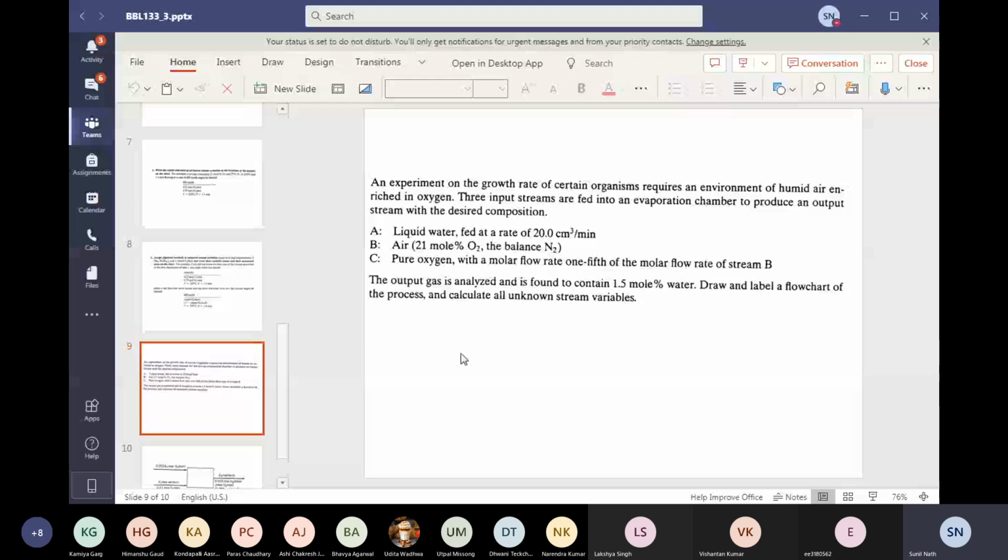Now 1/5 of that is also given to you as molar flow rate. So that stream also you can now label in terms of the volumetric flow rate symbol that you chose for stream B.